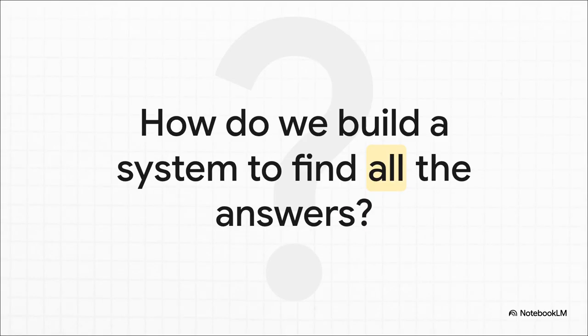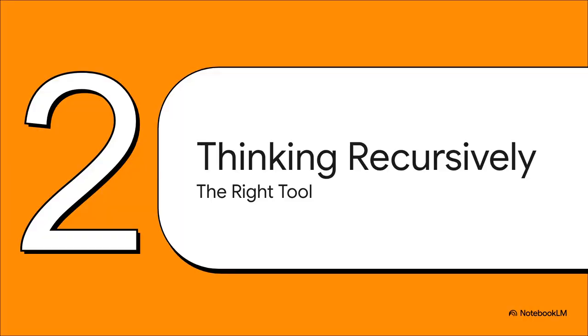So that's the real question, right? How do we build a system, an algorithm, that can methodically check every single possibility and not miss a single one? We can't just wing it. We need a solid strategy. And the perfect tool for this job?